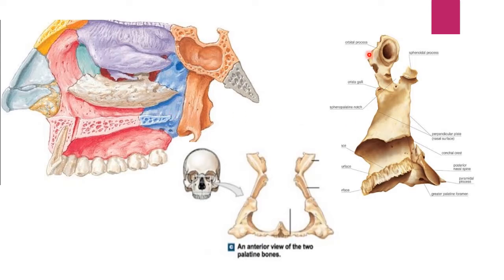This is the individual palatine bone with the orbital and sphenoidal processes and the sphenopalatine notch, and when these horizontal plates articulate, they form the posterior one-third of the hard palate.